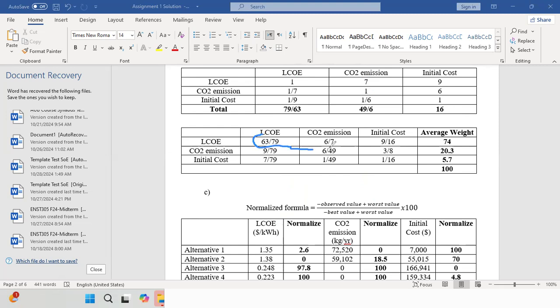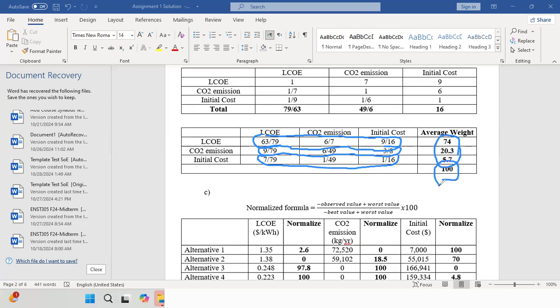So I want an average value. That's why I will sum these weights and divide by 3. I will get the average weight for LCOE. I do the same: I do the average of these three numbers to get the weight of CO2 emission. And I do the average of these three to get the weight of initial cost. And to make sure that my calculations are right, if I sum the three weights, I should have a total weight of 100%.